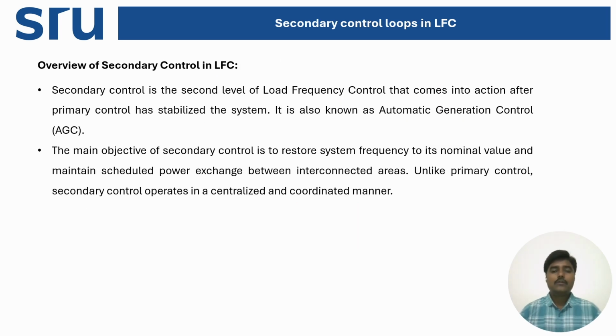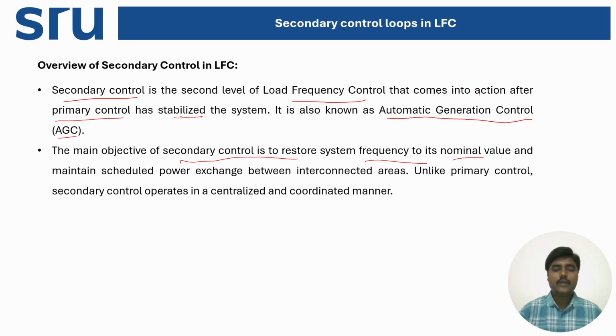Now let's discuss this secondary control. The secondary control is the second level of load frequency control that comes into picture only after the task of primary control. Once the primary control has stabilized the system to some level, only then does the secondary control enter into its job. It is also known as automatic generation control, in short AGC. The main objective of this secondary control is to restore the system frequency to its nominal value, that is 50 Hz in the Indian grid.